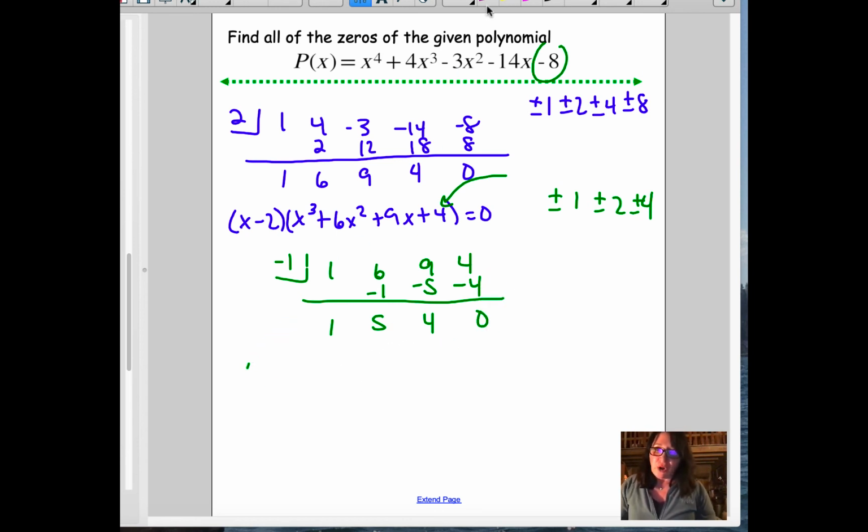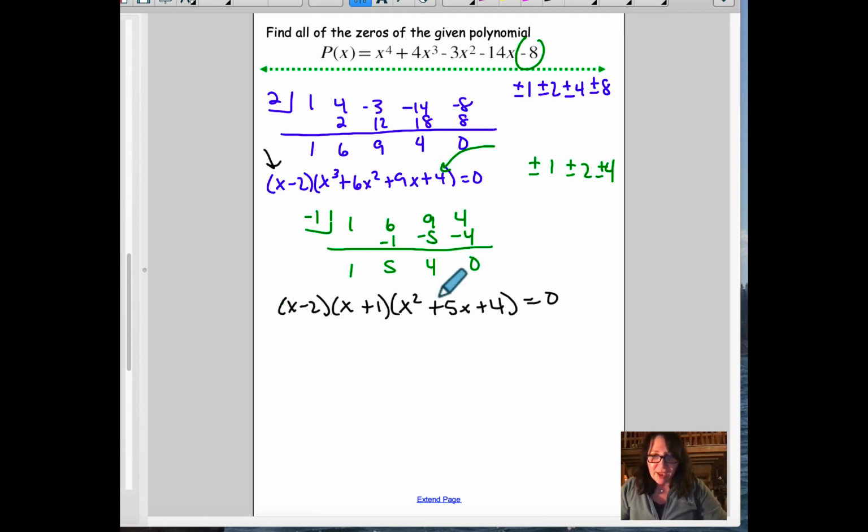So the way you're going to start writing this, though, is don't forget your first factor, which is x minus 2. So it's going to be x minus 2 times my second factor, which is x plus 1. And then this is going to be times x squared plus 5x plus 4 equals 0. And so what's happening here is I'm going to try to factor this, which I believe it does factor: x plus 1 and x plus 4, which will add up to be 5.